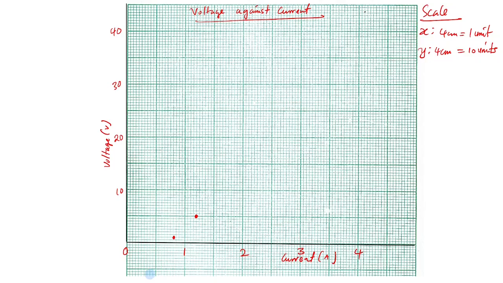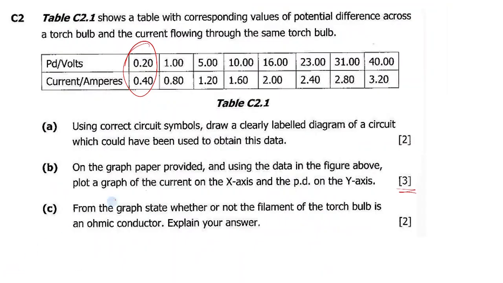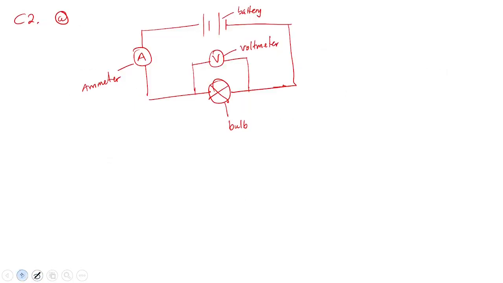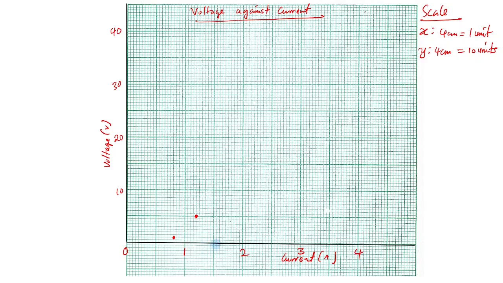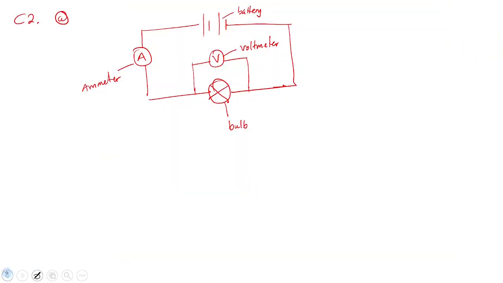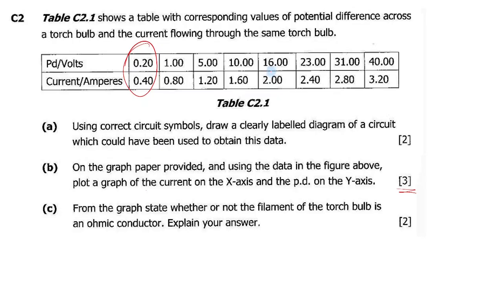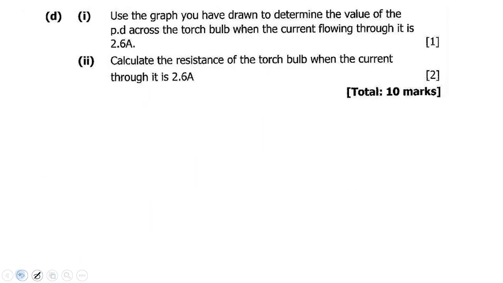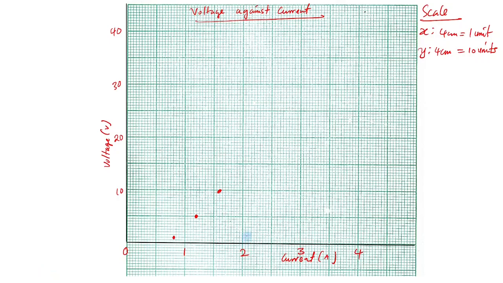Then, yeah, then 1.6 comma 10. So 1.6. So this is 1.5, 1.6 comma 10, there. Then coming back, then 2 comma 16. So 2 is here. So this will be like 15. Then 16 will be like there.